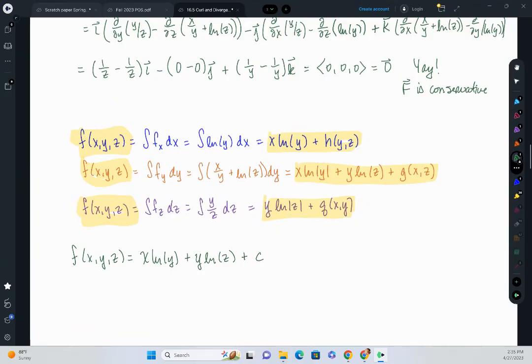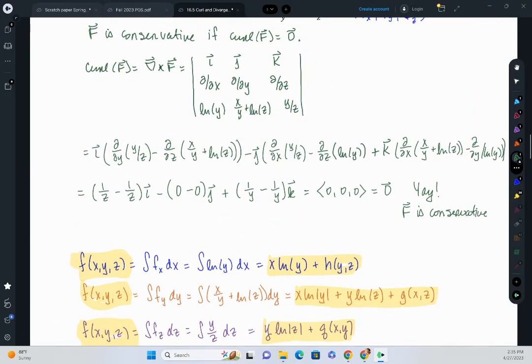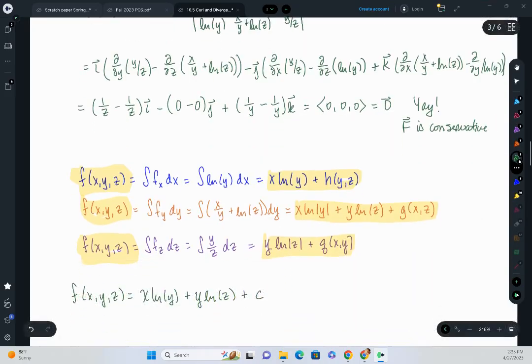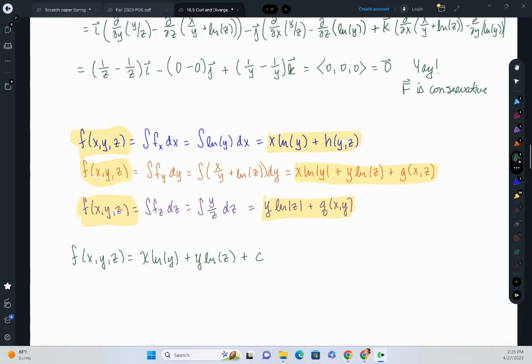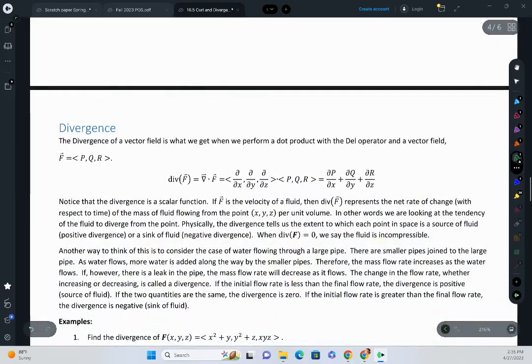Okay, so that's it. The only new step here was showing that we actually had a 3-dimensional conservative vector field. And then from there, we're kind of doing a repeat of what we did in 16.3. Okay. Next topic is divergence.